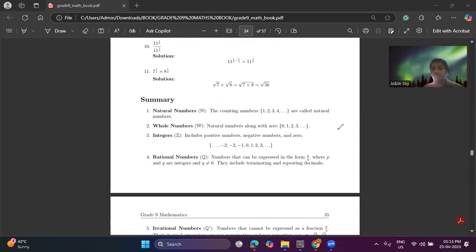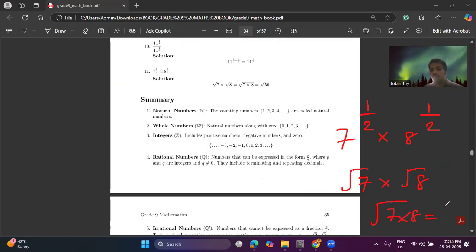Next is 7 raised to 1 by 2 into 8 raised to 1 by 2. So 7 raised to 1 by 2 means root 7, into 8 raised to 1 by 2 means root 8. So that means root of 7 into 8. What is 7 into 8? 56. So the answer is root of 56.